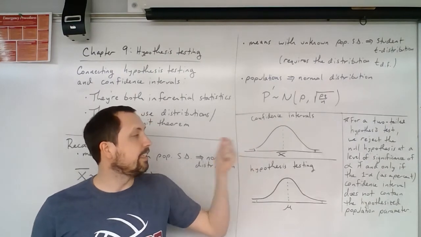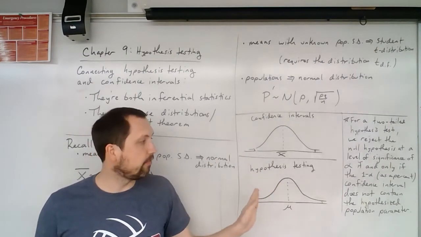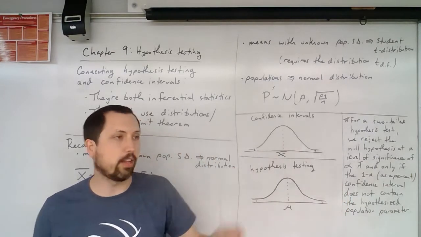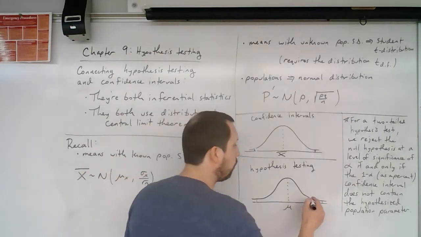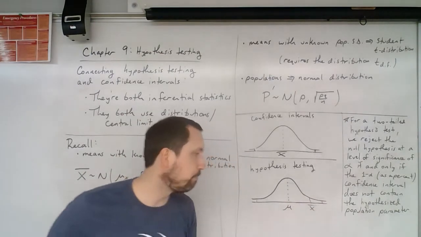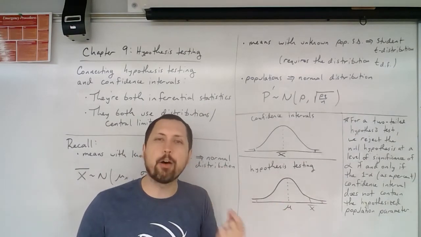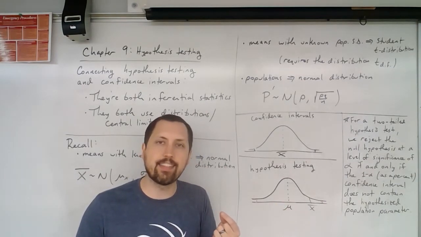Then our sample mean is going to fall someplace else, right? So we take our sample and we're going to say maybe it lands over here as our x bar. Obviously, we know that things are different. The question is, how significant of a difference is there?